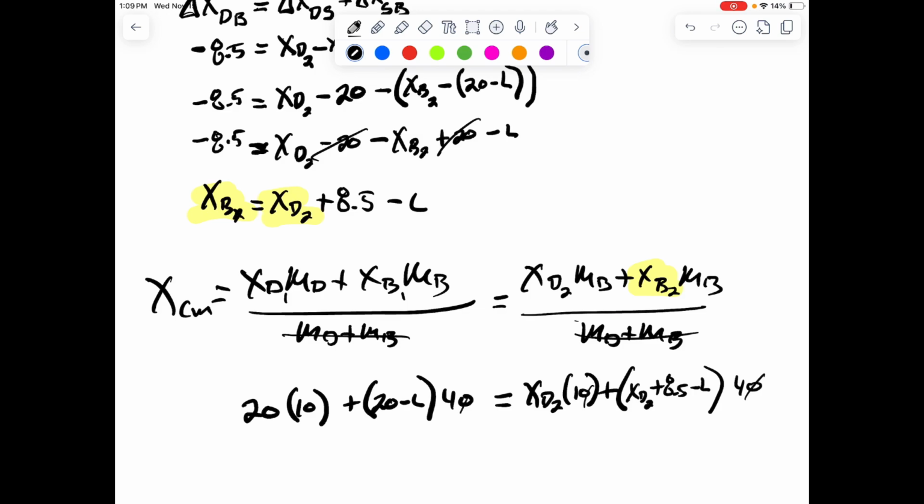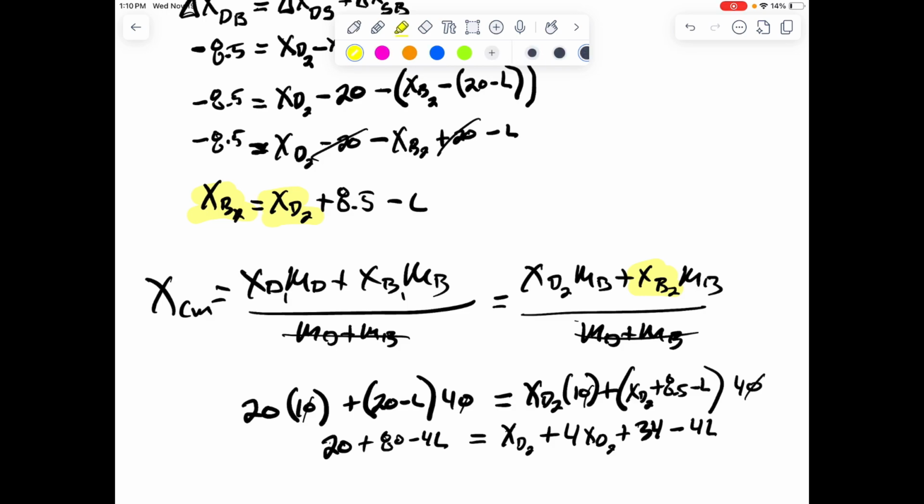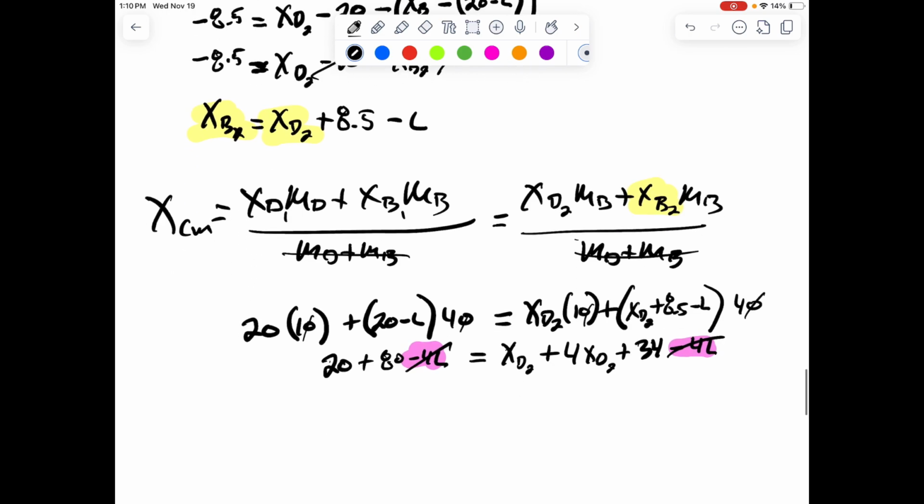I can just divide everything by 10. So now I got 20 plus, distribute that, 80 minus 4L equals X of the dog 2 times 1 plus 4X of the dog 2 plus 4 times 8.5 is 34. 34 minus 4L. There's a 4L, there's a 4L. The L does not matter. Fantastic. And now we just do a bunch of algebra, find out what X of the dog is.